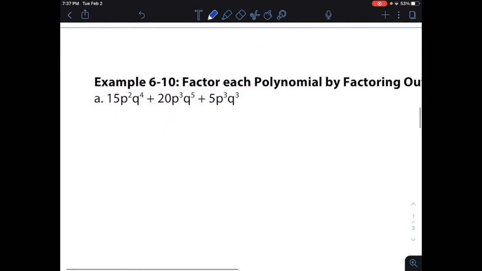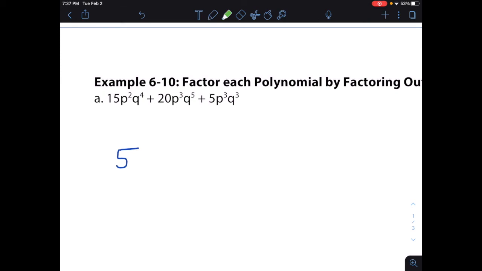All right, so this one just maybe takes it to a little higher level. It's got some bigger numbers. It's got 2 variables in there. And this one, we can look at these numbers, and this is kind of nice because 15, 20, and 5, since 15 doesn't go into 20, but all of them are divisible by 5, we know that 5 is part of our greatest common factor.